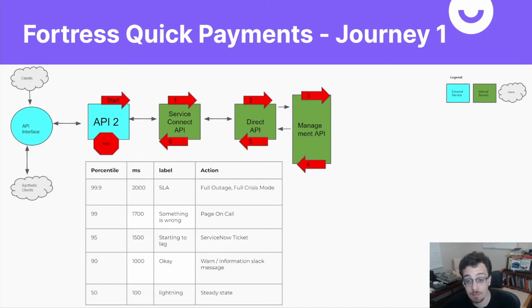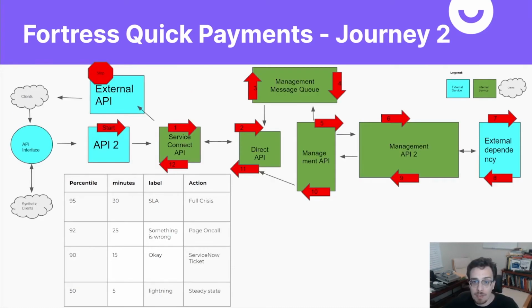When that SLO is reached, they wanted to submit a formal ServiceNow ticket so that we start documenting the degradation of service. And finally, our last SLO before we get to our SLA, we defined this last SLO as when the 99th percentile hits 1700 milliseconds. Clearly, if this is occurring, something is wrong and we need to page on call.